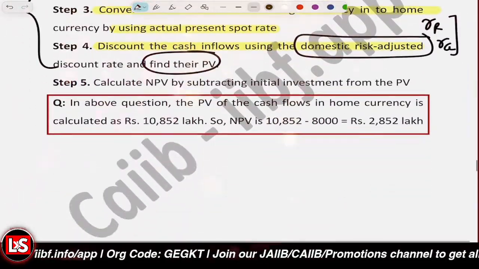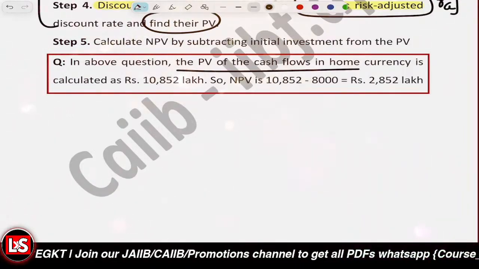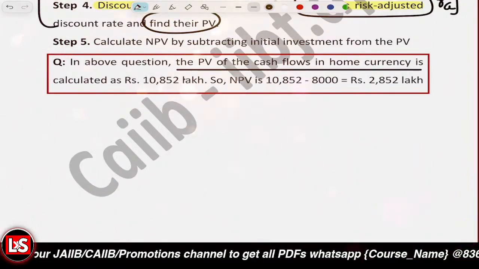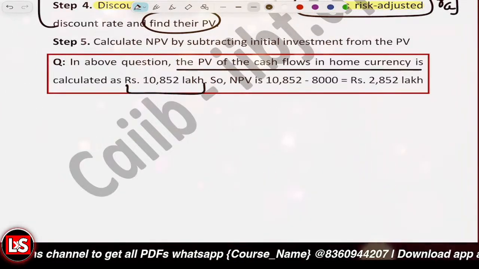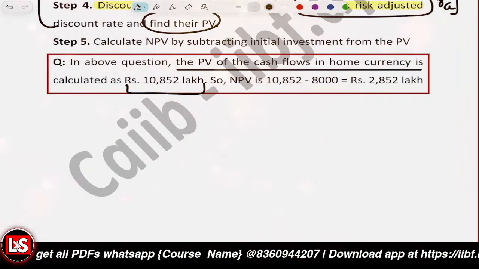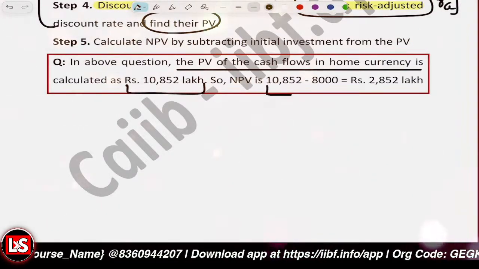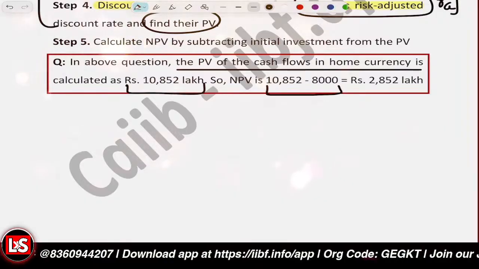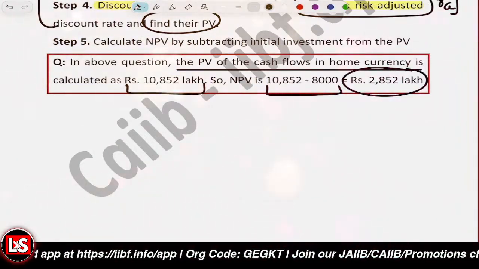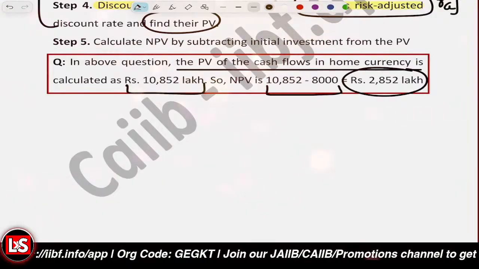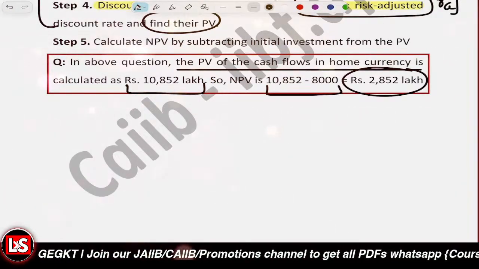So the question says that in the above question, the PV of the cash flow in home currency is calculated to be 10,852 lakh. So we calculated the present value here, 10,852 lakh. NPV would be equal to what? NPV would be equal to 10,852 minus 8,000, that is 2,852 lakh. Now, would you be undertaking this particular project? Yes or no? Should we be undertaking it?